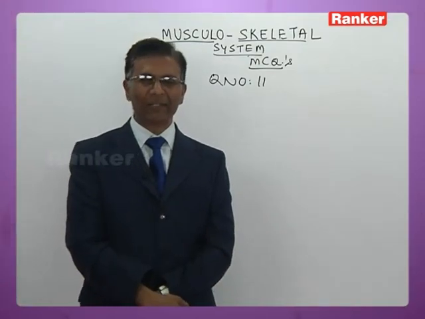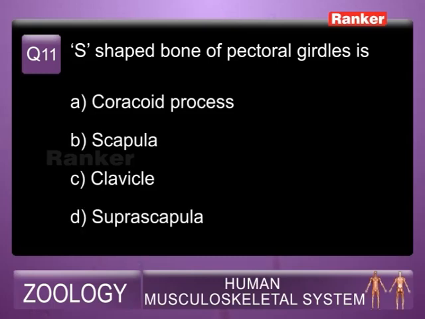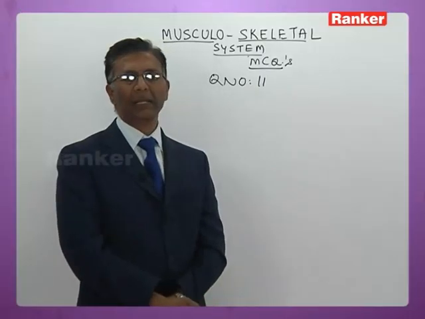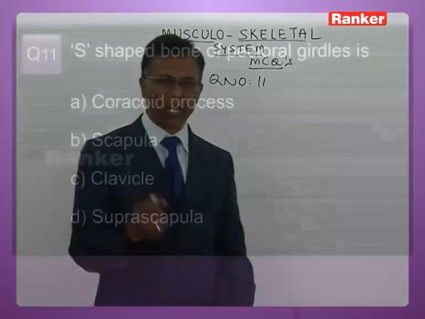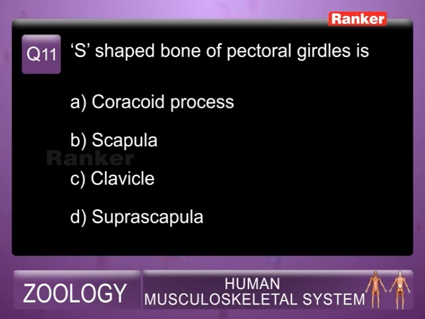Now I shall read out the 11th question for you. The S-shaped bone of pectoral girdle is A. coracoid, B. scapula, C. clavicle, D. suprascapula. Like in the pectoral girdle, the scapula is blade-like, whereas the clavicle is S-shaped. So the answer for this is C. That is, clavicle is S-shaped in pectoral girdle.